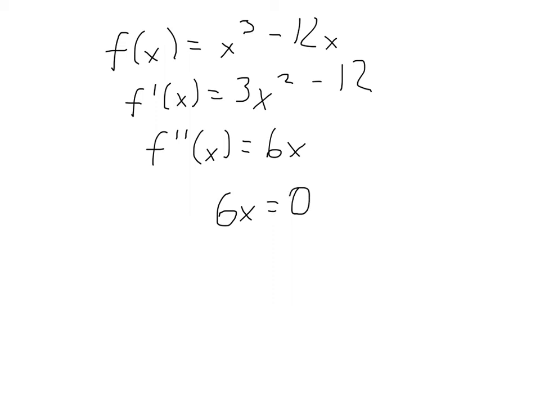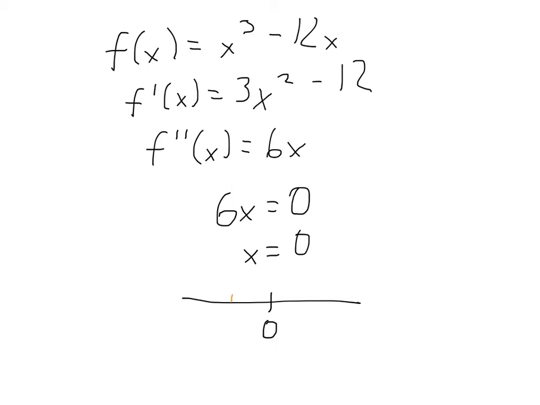6x will exist everywhere, so we're only worried about when it equals 0. And that only happens when x is 0. So if it has a point of inflection, it will only be at x equals 0. Let's verify that it actually is inflecting at 0.